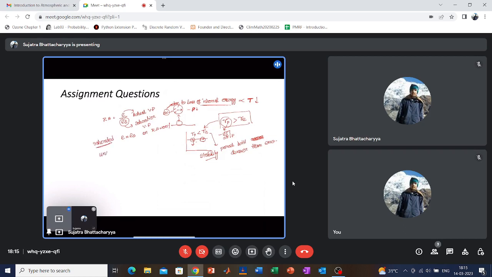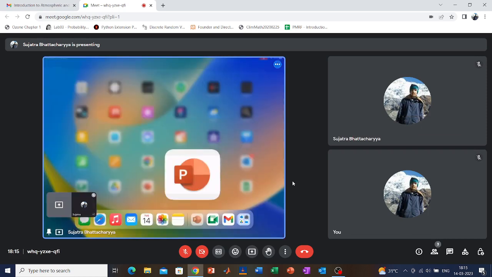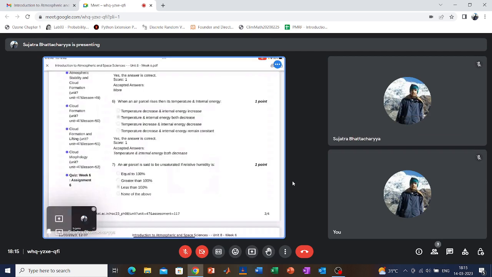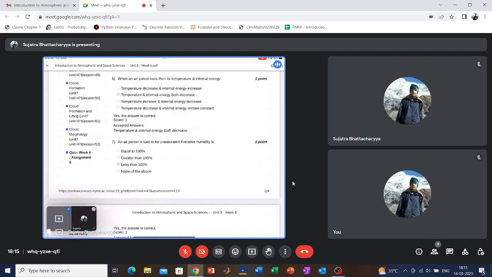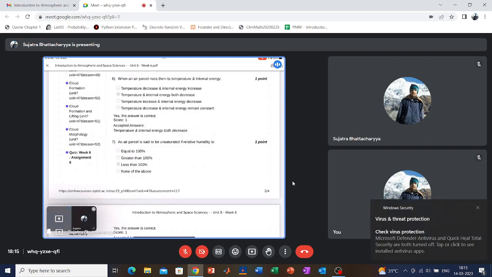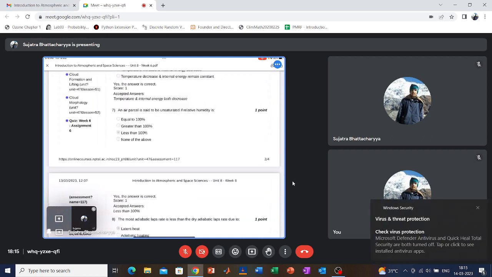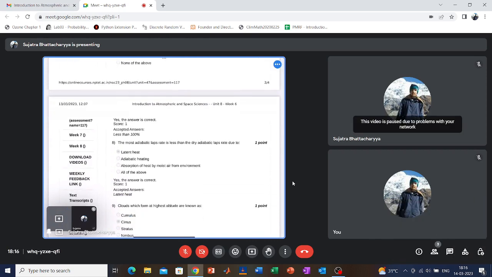But for an unsaturated process, this actual vapor pressure will not be equal to Es, or I would rather say E will be less than Es. Therefore, relative humidity will be less than 100%. That should be the condition. Okay. Therefore, an air parcel is said to be unsaturated if the relative humidity is less than 100%. Simple.